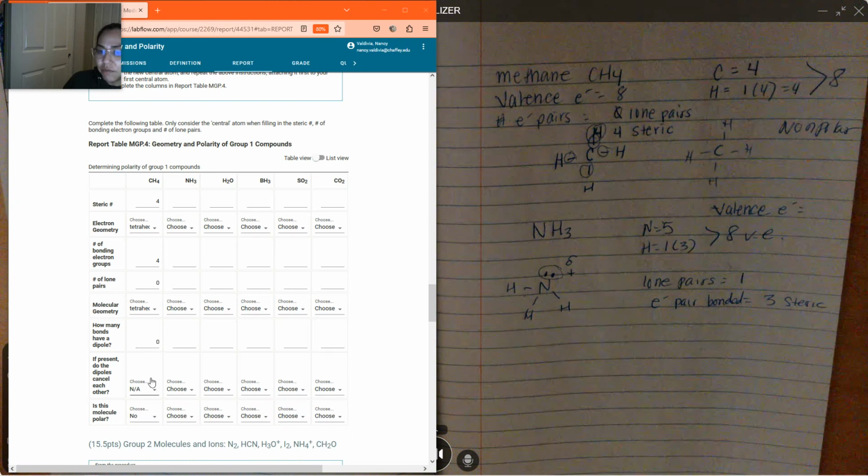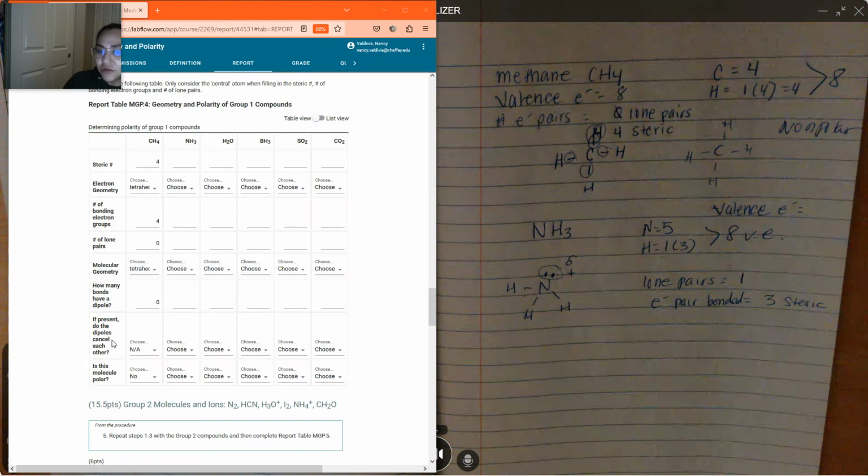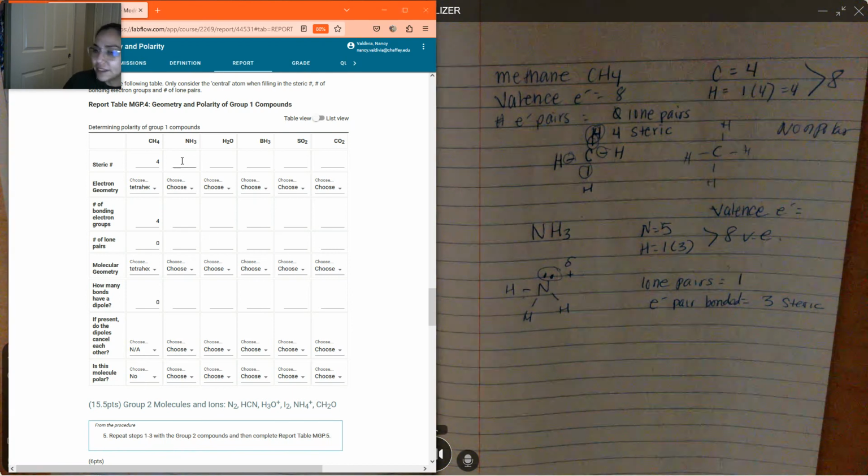So 0 dipoles. If present, do the dipoles cancel each other? Not available because there is no dipoles. Is this molecule polar? No. Now let's look at NH3 just because we already did NH3 here. How many sterics does it have? It has 3.